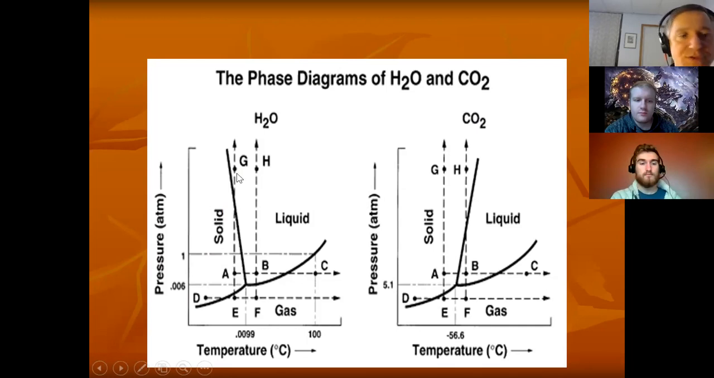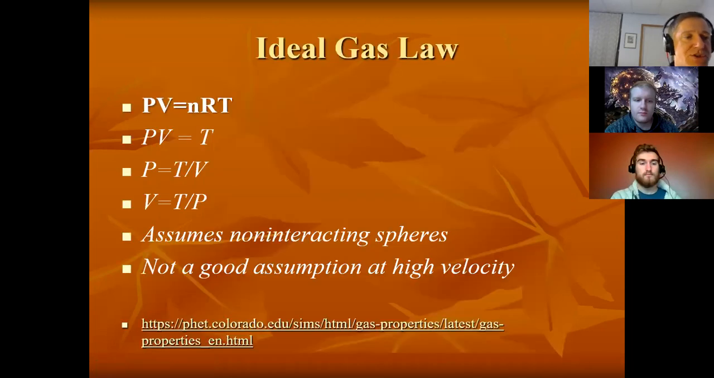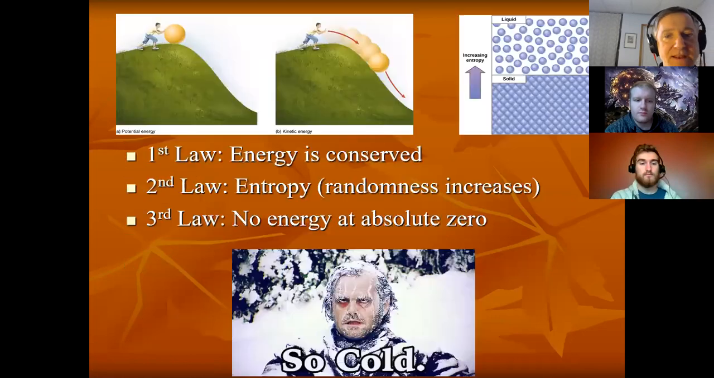All right. And these are the ideal gas law relationships. PV equals nRT. We talked about that and how pressure increases in a bike tire as it heats up and that sort of thing. It assumes non-interacting spheres, and that doesn't apply at high Mach speeds. So high velocity gases don't abide the ideal gas law directly.